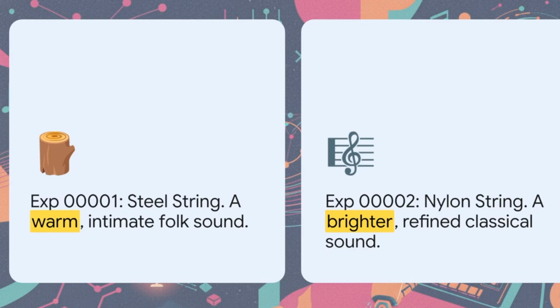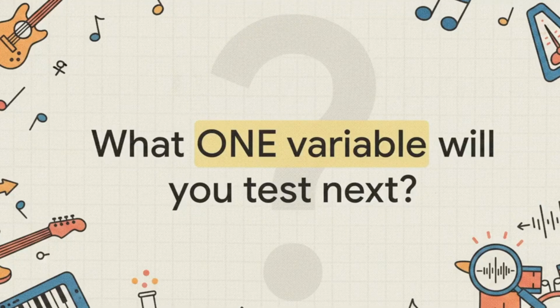In experiment 00002, the lab is keeping every single constant exactly the same, but changing just the string material from steel to nylon. Think about that. Just by changing that one single word, you go from a warm, intimate folk sound to a brighter, highly refined classical sound. It is the exact same prompt, but a different variable, leading to an entirely different sonic world. Which leaves us with a pretty big question for you.